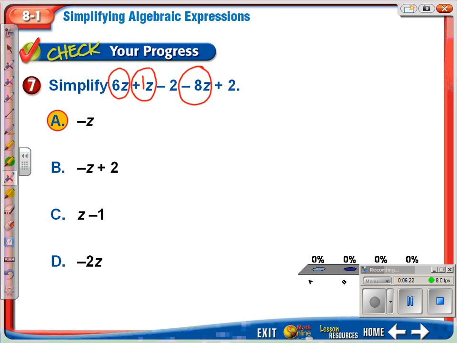7z minus 8z is a negative 1z. As far as the constants, negative 2 and positive 2, well, those are just going to cancel or give me a 0. So all that's left is negative 1z, better known as just negative z. The 1 isn't necessary for a final answer.